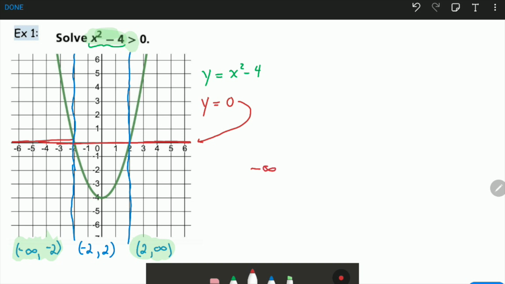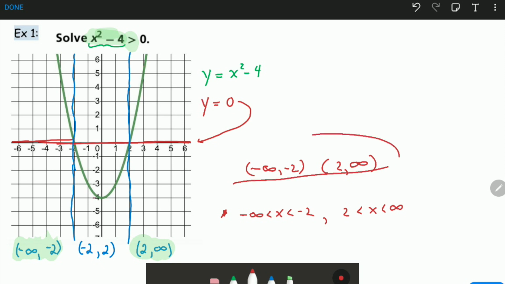Negative infinity to negative 2, and 2 to infinity. Remember that you can also see your answers written out in different ways, including inequality form, like this, as well as getting rid of the infinities. So there's a number of ways the solution can actually be represented.